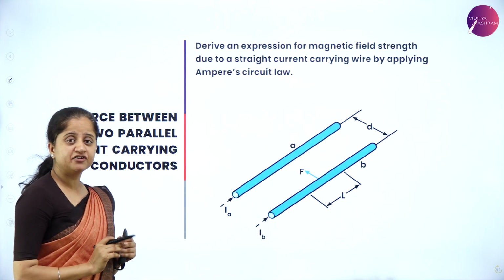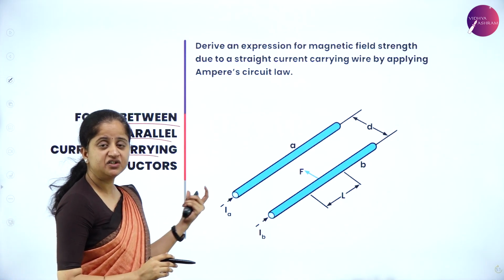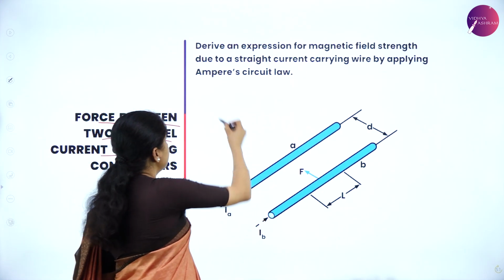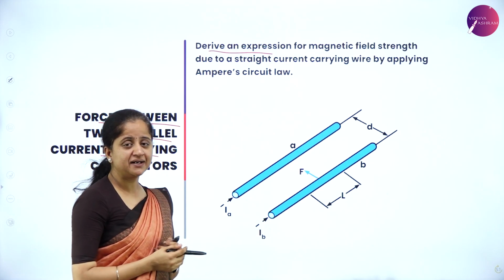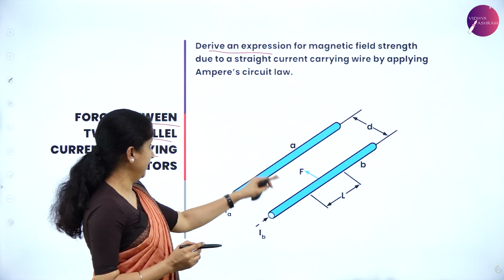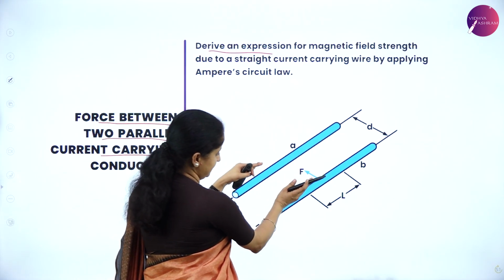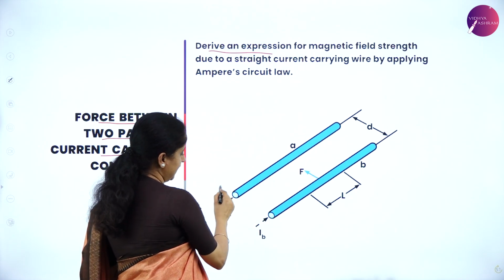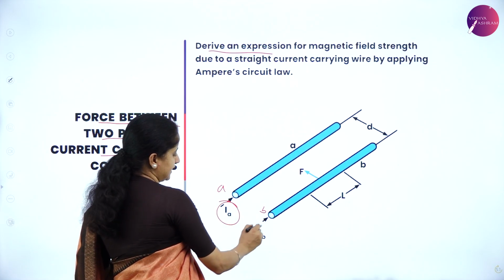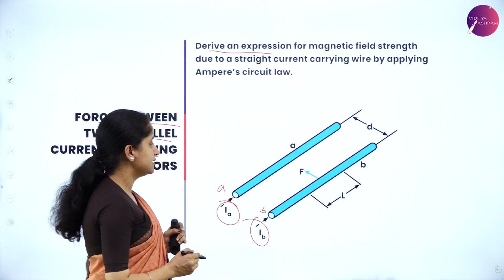Our next important topic is the force between two parallel current carrying conductors. For that we need to consider two parallel current carrying conductors. The question may come like this in the exam: derive an expression for magnetic field strength due to a straight current carrying conductor or wire by applying Ampere's circuital law. For that, let us consider two conductors A and B. They are carrying currents, which we will call IA and IB for the conductors A and B respectively.